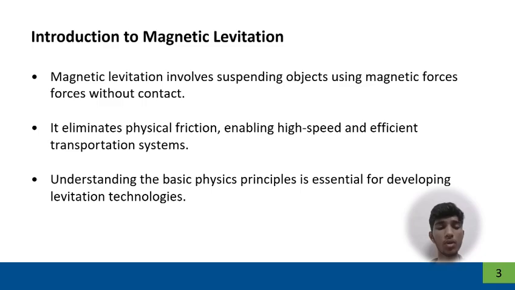Magnetic levitation, or maglev, simply means lifting an object using magnetic forces so it floats in the air. There is no touch, no friction, and no wear and tear. This concept is widely used in high-speed trains, engineering designs, and scientific experiments. To understand how it works, we need to know some basic principles of magnetism.